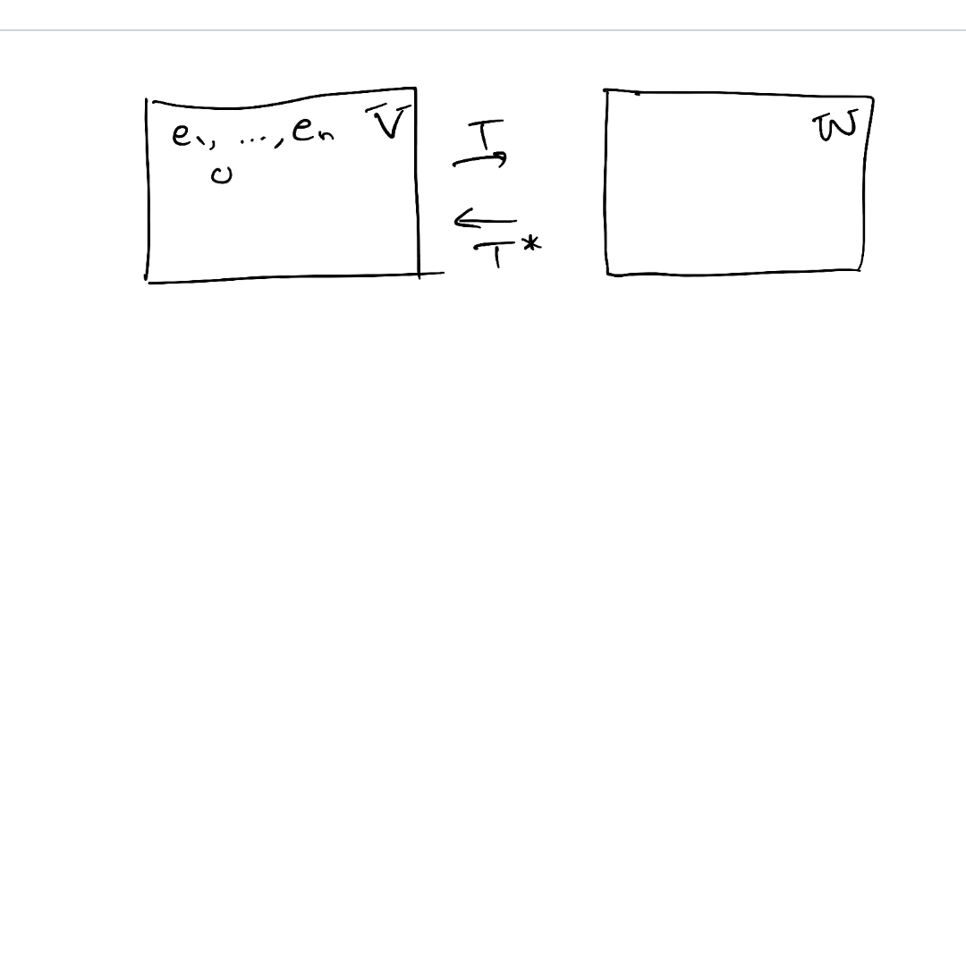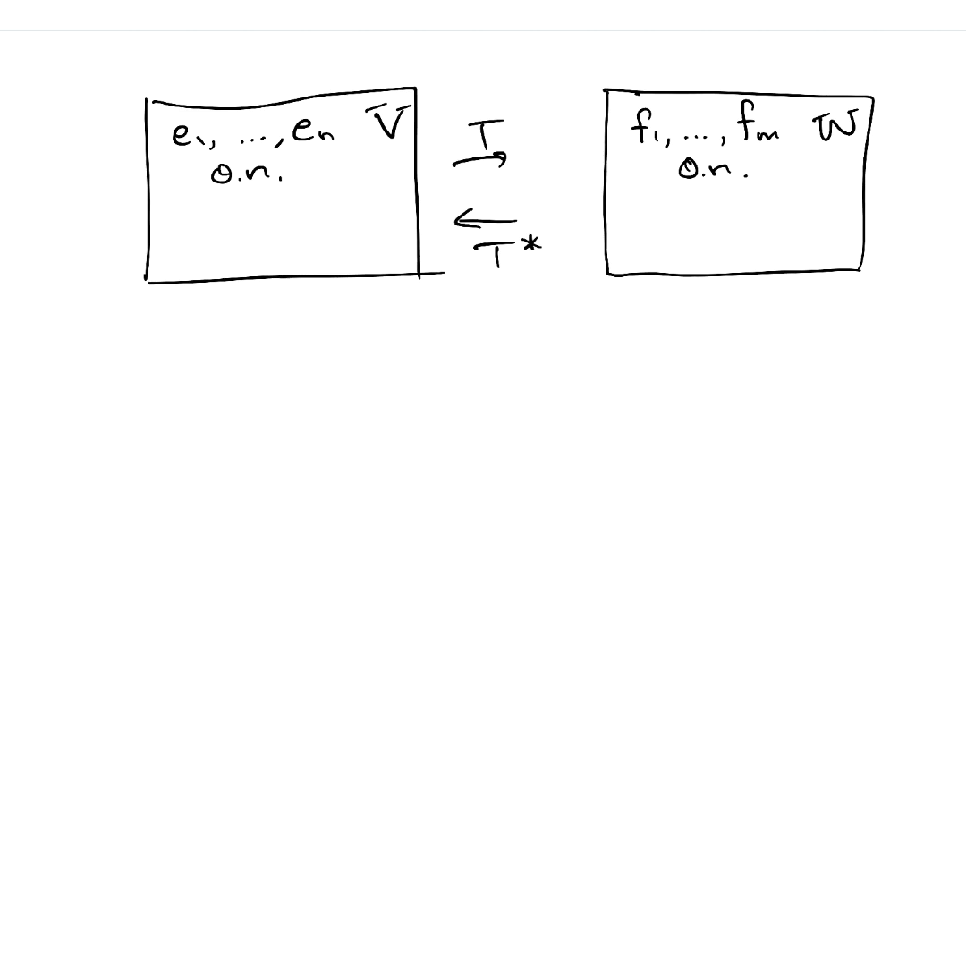So those are the E's. And then W is endowed with its own orthonormal basis, F1 through Fm. No claims here that n and m are the same. V and W don't have to have the same dimension. Okay. Now let's think about how you would make the matrix representation for T.